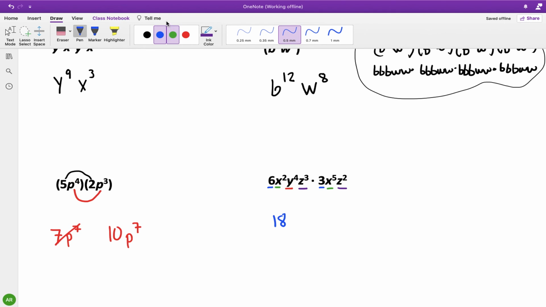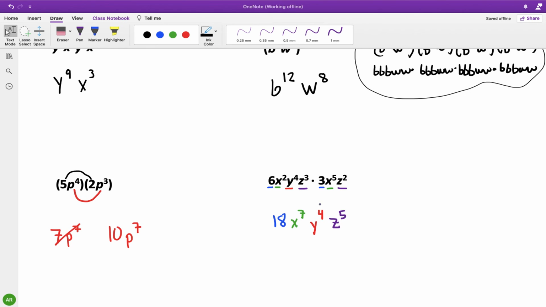Okay, now I'm going to go ahead and deal with the x's. So I have x squared and then x to the 5th power. That'd be x to the 7th. 2 plus 5 is 7. Okay, I only have one y. So honestly, I can just write it down. No reason to wait. It's done. Nothing to add to it. And then finally deal with the z's. So z, I have 3 here, 2 there. That'd be z to the 5th.